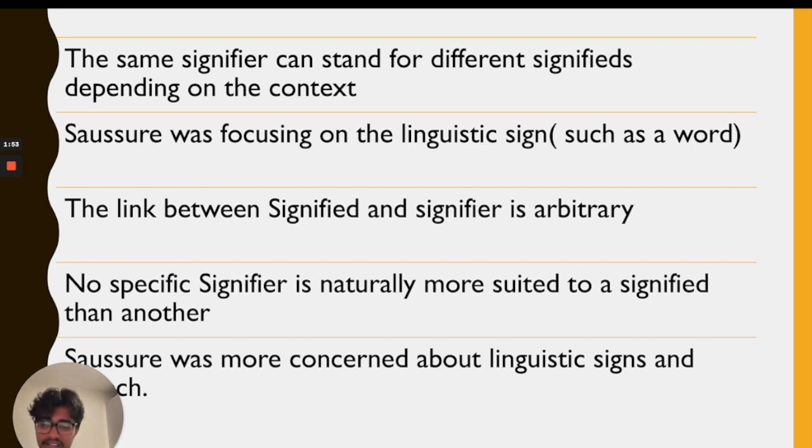So Saussure also distinguished between langue and parole, or language and speech. Langue refers to the abstract system of language that is shared by a community of speakers, while parole refers to the individual instances of speech that use that system. So overall, Saussure's theory of the sign emphasizes the importance of language as a social and cultural construct, and has had a significant impact on the fields of linguistics and semiotics.